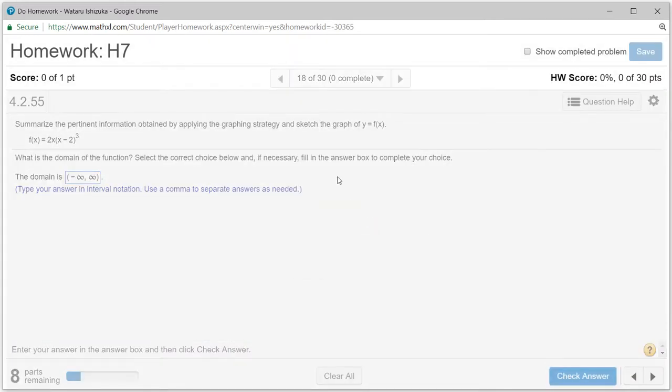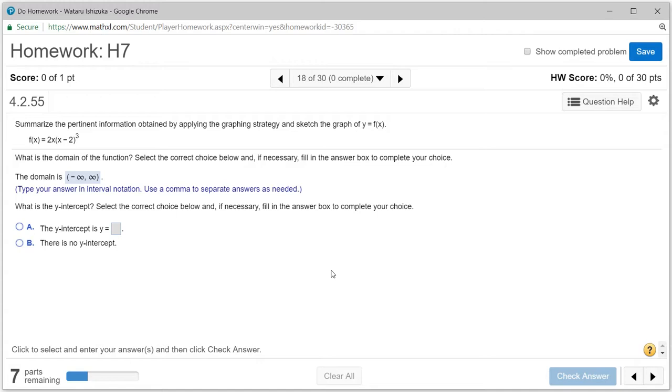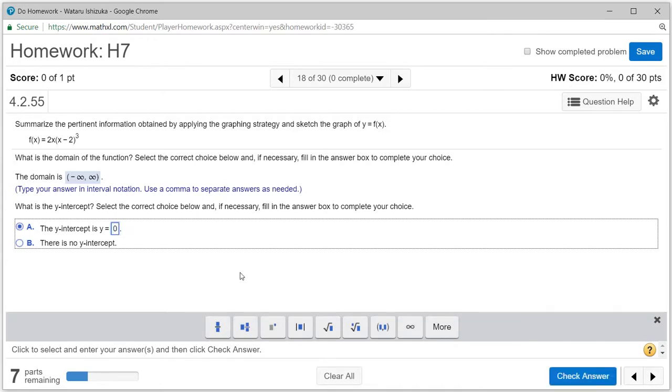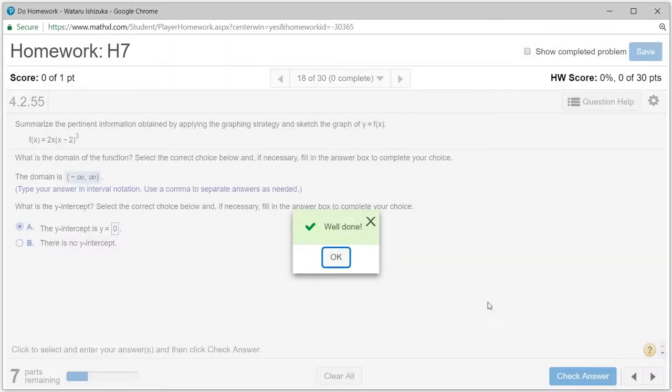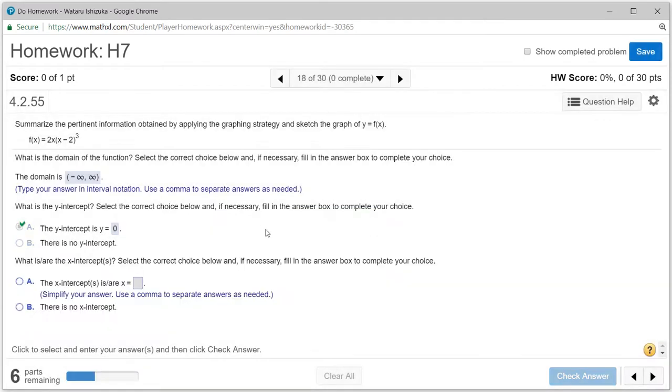We got that. What is the y-intercept? The y-intercept is easy to find because all you have to do is plug in 0. If you plug in 0 for x, you're going to get 0 too. So y equals 0 is the y-intercept. We got that.